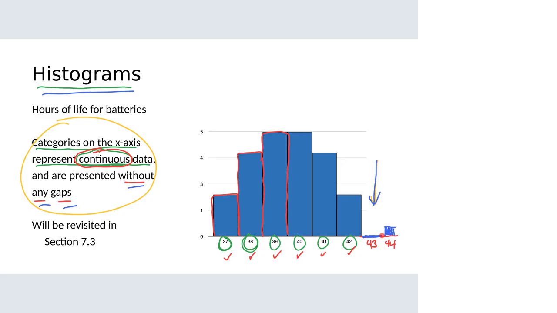This is a special type of bar graph that has these particular rules that go with it. Honestly, in this part of the course, histograms are not going to be that important for us. We're going to revisit them again in section 7.3, and that's when they'll be more significant. The good news is, when we get there and I say it's a histogram, you'll know exactly what I'm talking about.